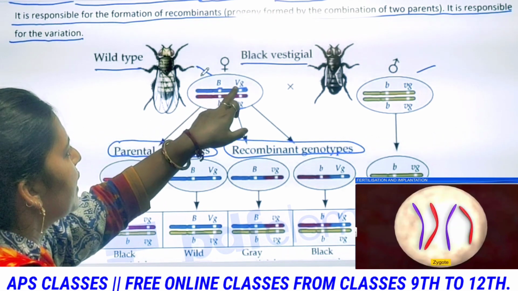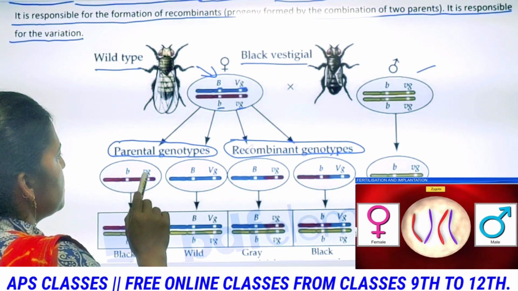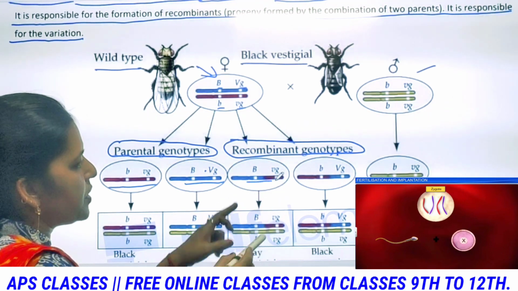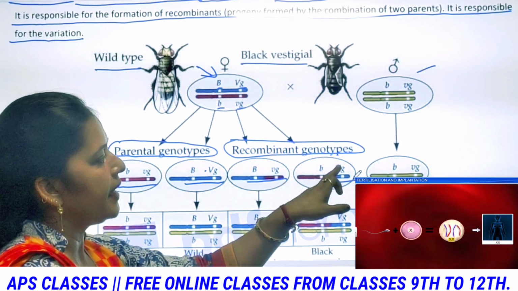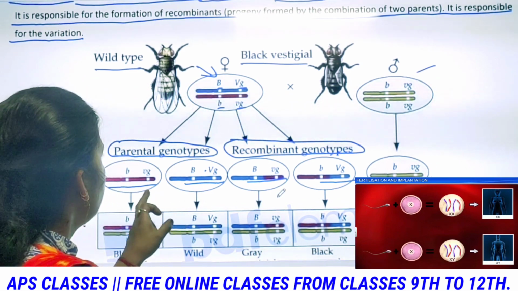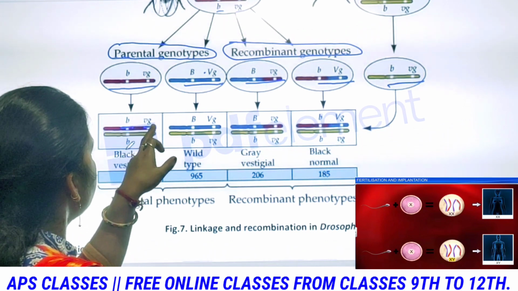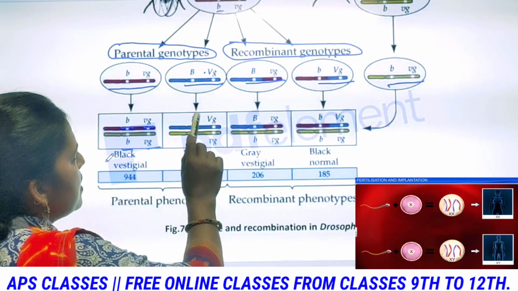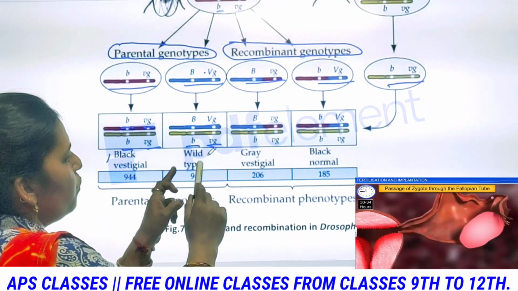These are capital B, small vg and small b, capital Vg. Parental genotypes are small b, small vg and capital B, capital Vg. Recombinant genotypes are capital B, small vg and small b, capital Vg. The parental types give b, small vg, which is the black vestigial. Capital B, capital Vg with capital B, small vg and small b, small vg are wild type.